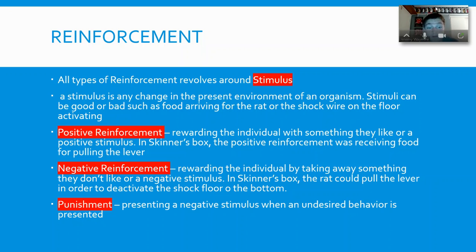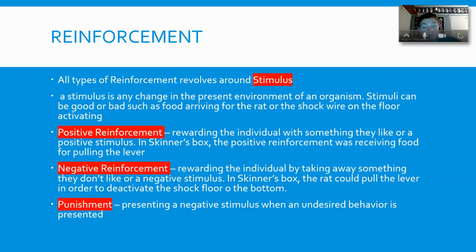Negative reinforcement is rewarding an individual by taking away something they don't like, or a negative stimulus. So in the Skinner's box experiment, they would send shocks through the floor on the bottom, and the shocks would go through until the rat pulled the lever. So the stimulus in that case was the shock floor. If the rat wanted to stop that negative stimulus, they would pull the lever, and the rat would learn, okay, I pull the lever and the shocks stop.